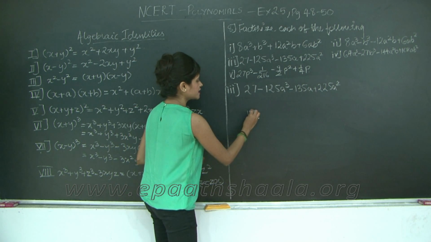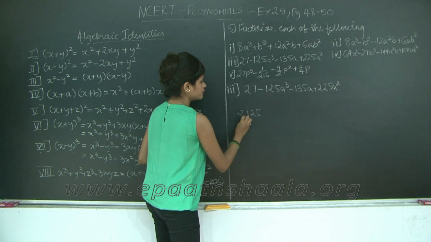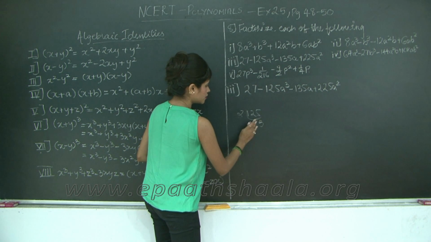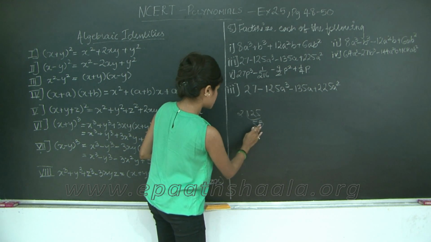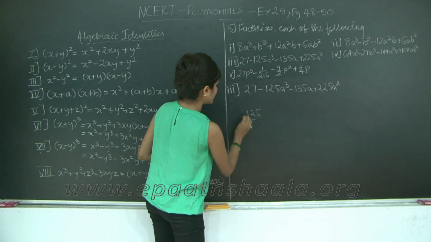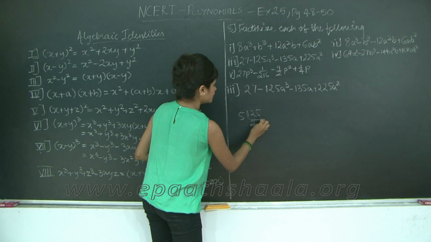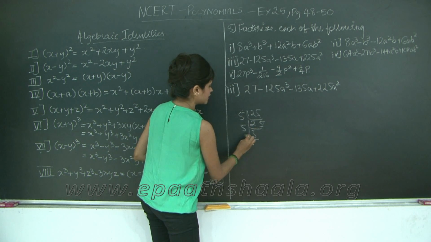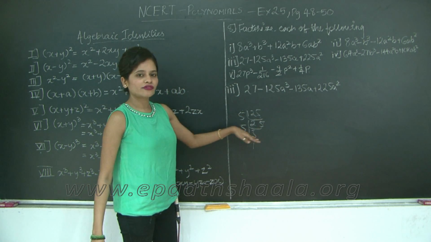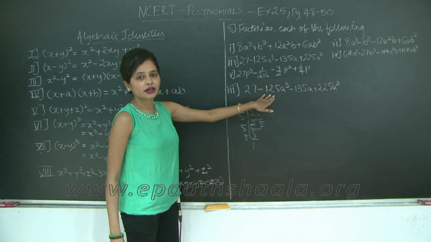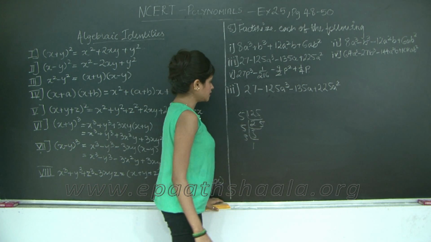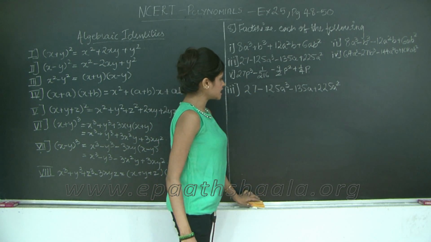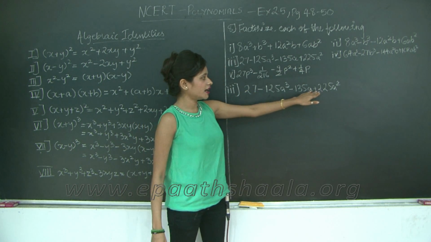You take 125, 5 2s are 10, and 5 5s are 25, 5 5s are 25 and 5 1s are 5. So the cube root of 125 is 5, therefore 125 can be written as 5 cube, right? So we have the first two terms as cubes and negative signs in between, right? And then you have a and a square.